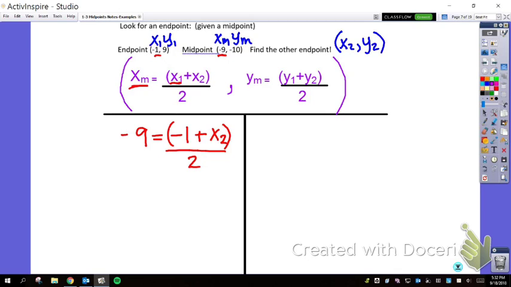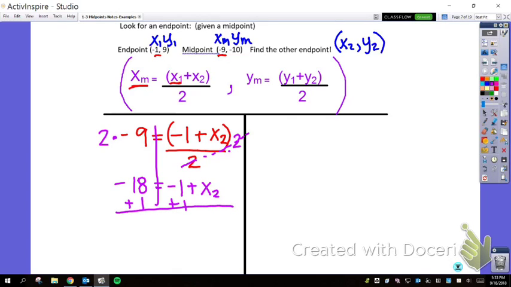So we need to get rid of that denominator by doing the opposite operation, which means we're going to multiply by 2 on both sides. These 2's cancel, so we're left with -18 equals -1 plus x2. Then, to get x2 by itself, we need to add 1. So then -18 plus 1 is -17 equals our x2. That's our first one done.